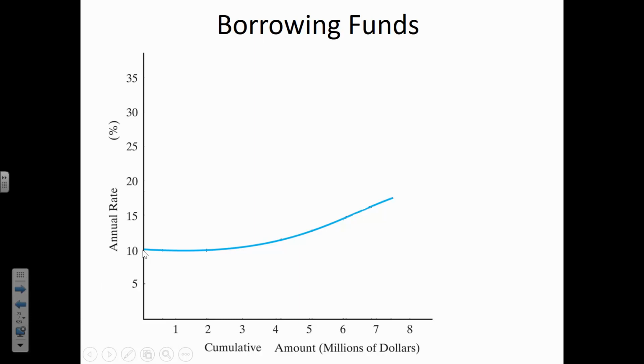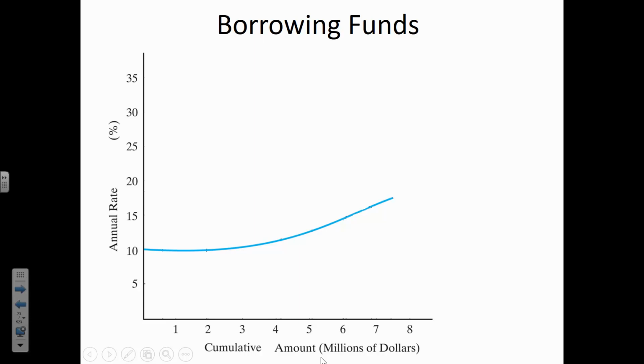So look at the trend. The annual rate is going up as the cumulative amount borrowed increases. So this semester you're going to have concept questions on quizzes and exams. A lot of it's going to be problem solving, but you're also going to have concept questions. And sometimes it'll just be a picture. And I'll ask you, describe this picture, or tell me the interpretation or the story behind this picture.